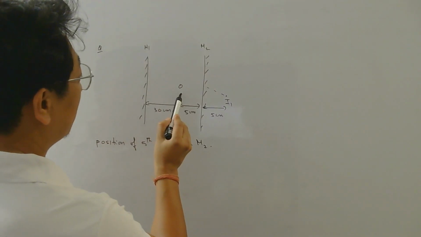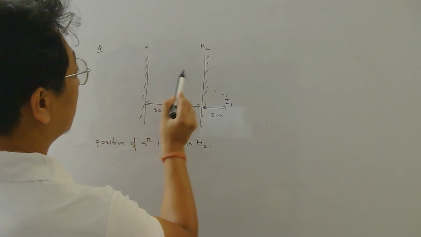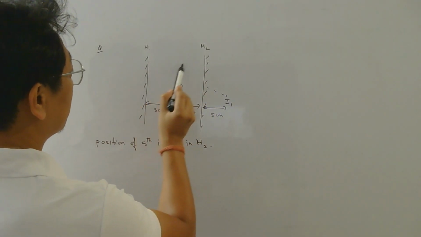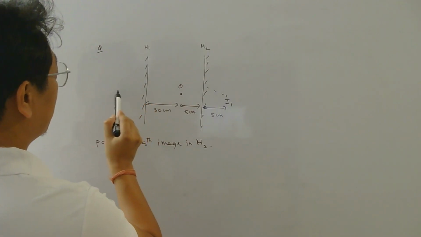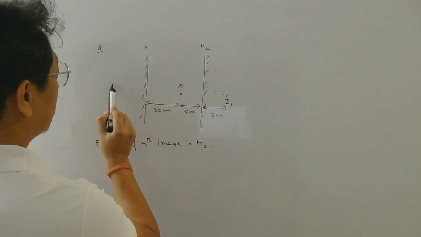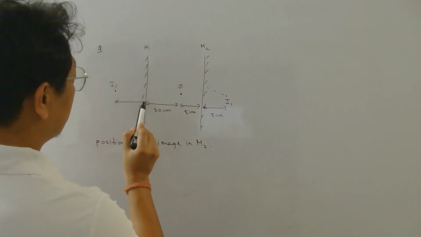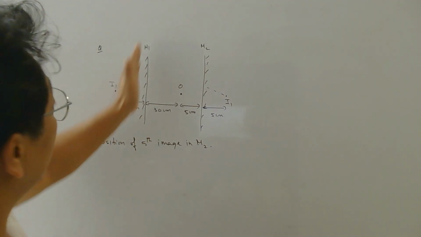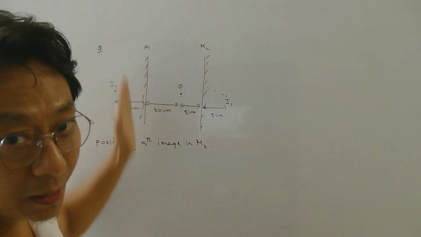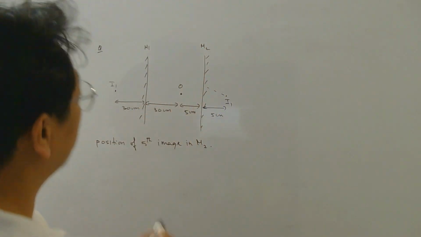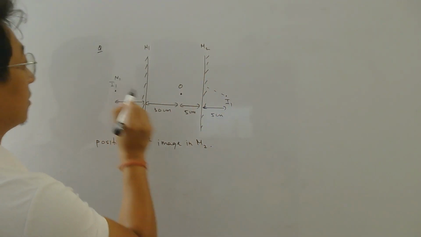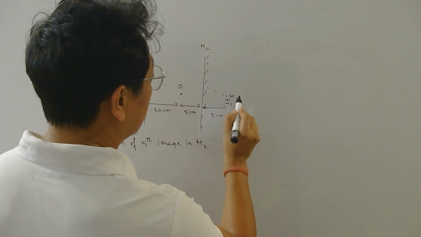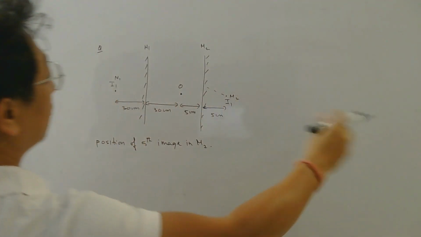Similarly, light from here will go this way and then reflect here. For this reflection, the reflected ray will appear to come from here. So that is the first image, which will be at 30 centimeter in M1. This is the image in M1. This is the image in M2. So this is for M1. This is for M2. So that way multiple images will be formed.